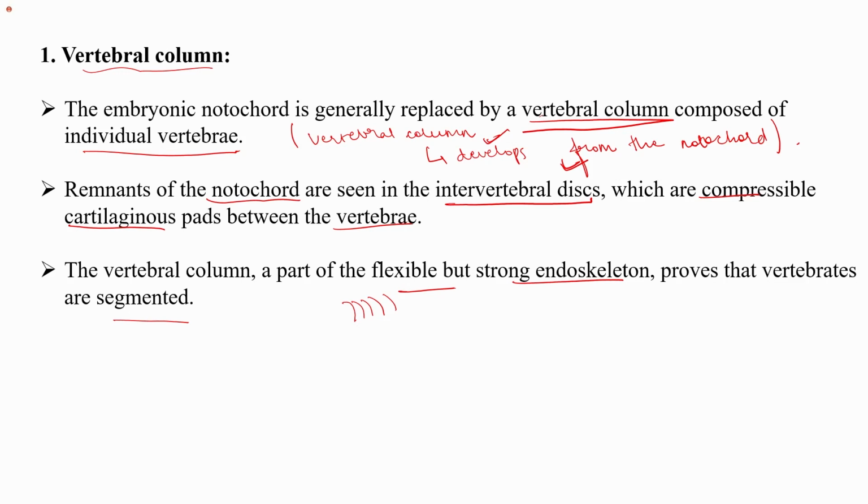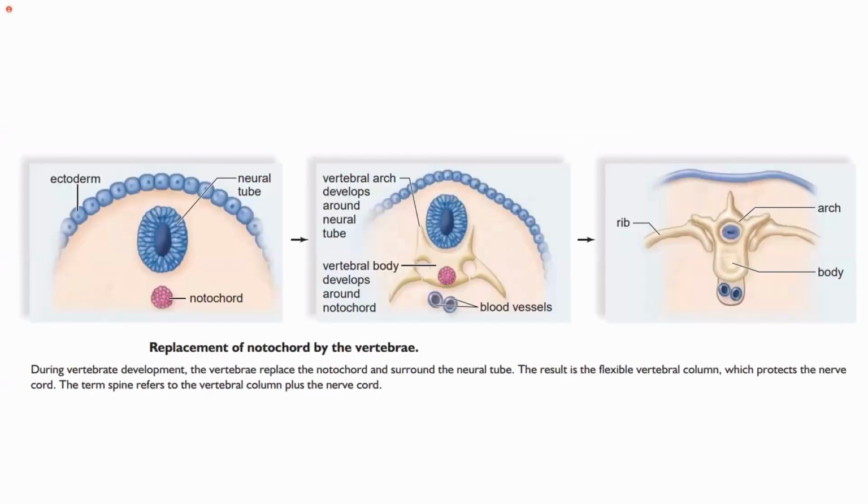For example, we have different vertebrae like cervical, thoracic, lumbar, sacral. These are the different vertebrae that are formed from the notochord. So the notochord is replaced by a vertebral column composed of the individual vertebrae. So this is the replacement of the notochord by the vertebrae. This is the ectoderm and this is the neural tube which has been shown. Beside this we have the notochord.